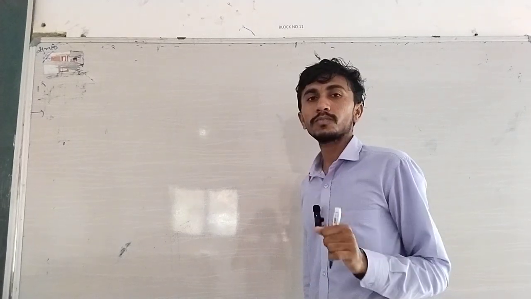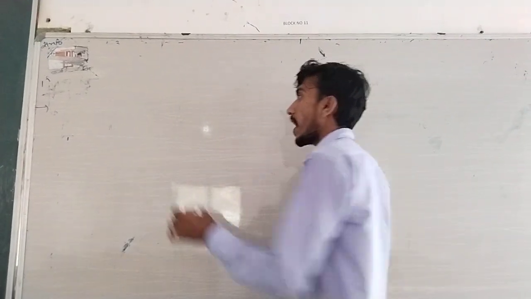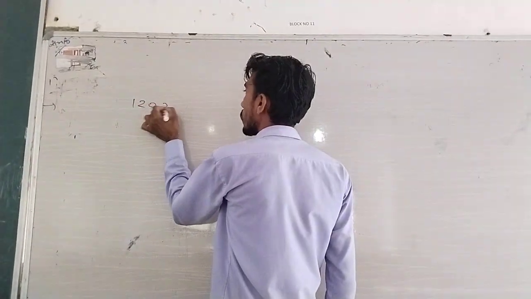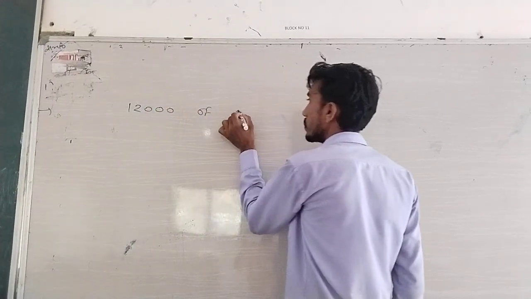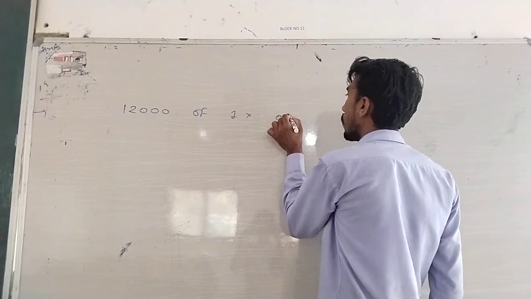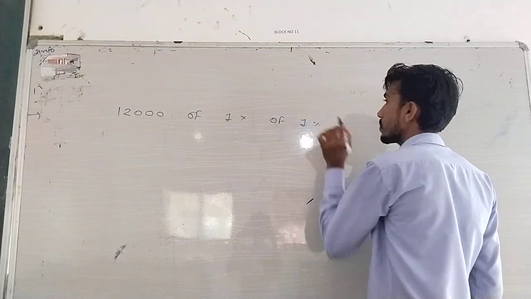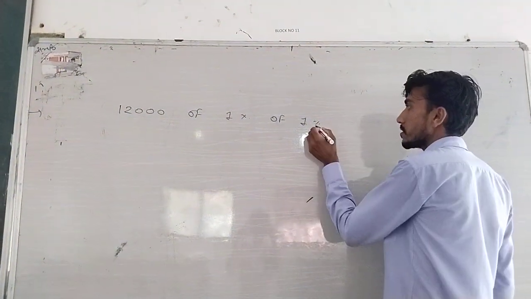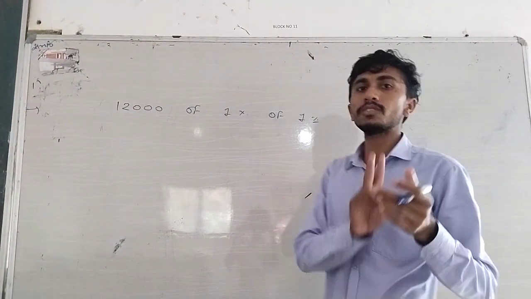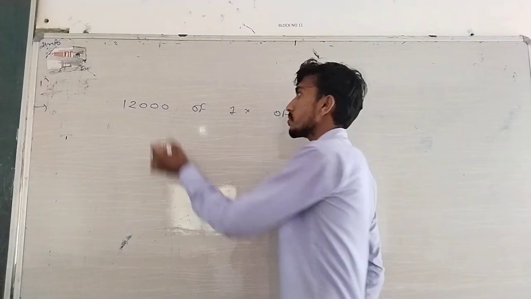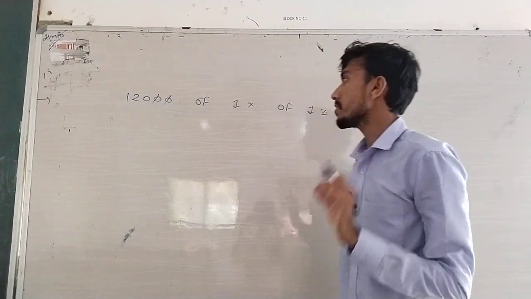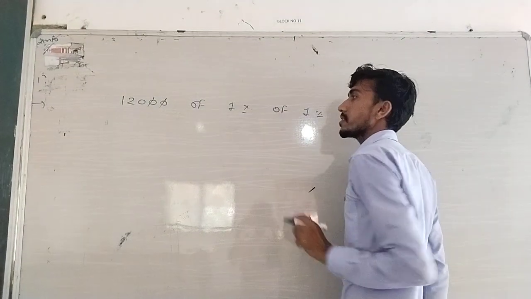Okay. Hello everyone. Today my topic is percentage. I write some words: 12,000 of 1%. So you can see there is a percentage, and percentage has two zeros. So I cross out the two zeros. And you can see this is a percentage.